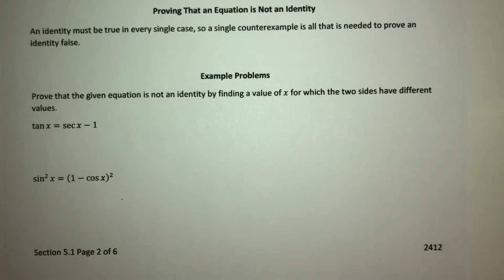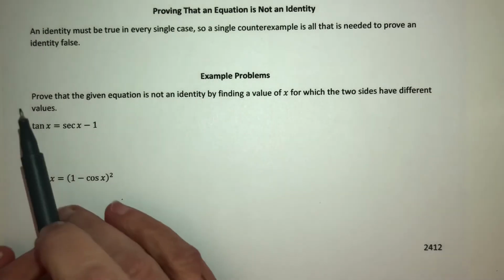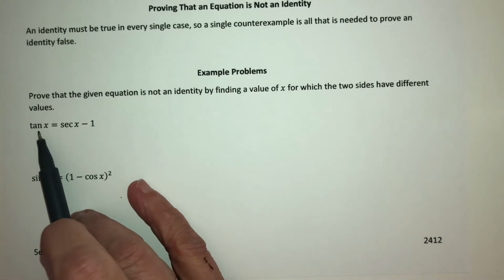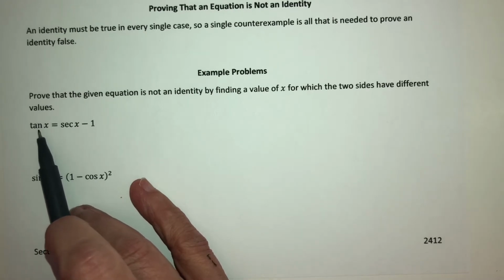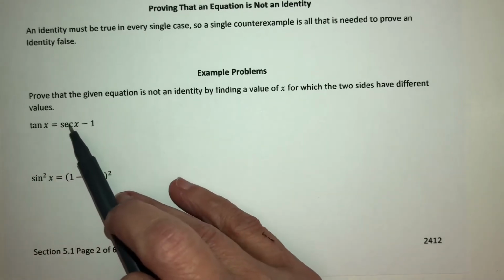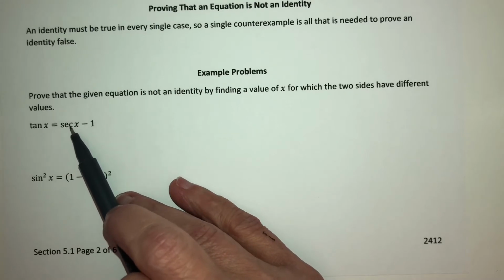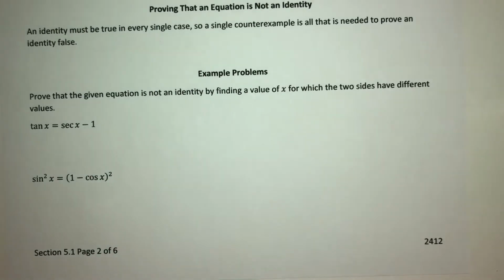One thing I want to stress to you is that there may be values of x for which this is true. For example, if we use the angle 0 or 2 pi, depending on how you want to think of it, then tangent of that point is 0. Secant at 2 pi is 1. 1 minus 1 is 0. So we do have a value for x that will work here. But it's not an identity because it doesn't work for everything.